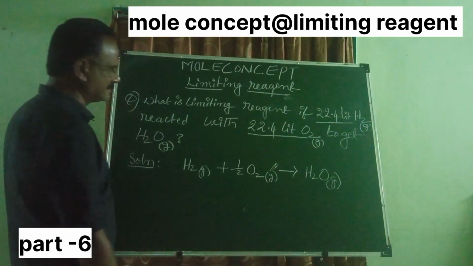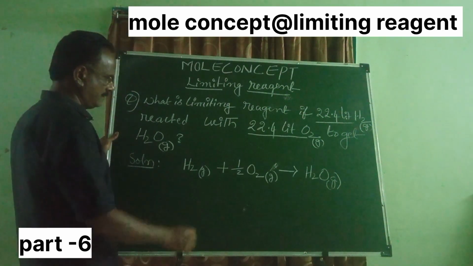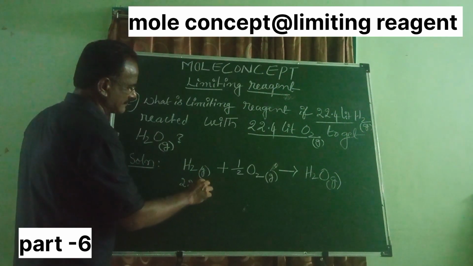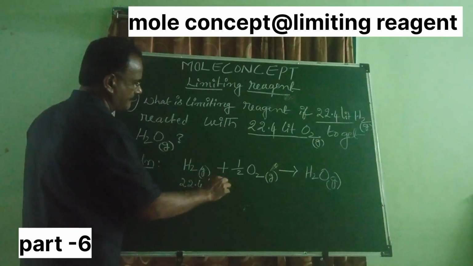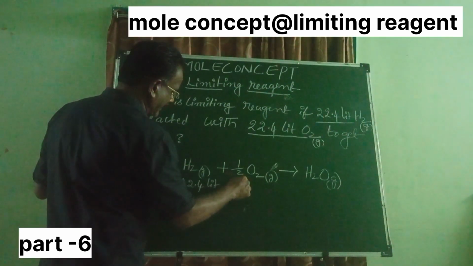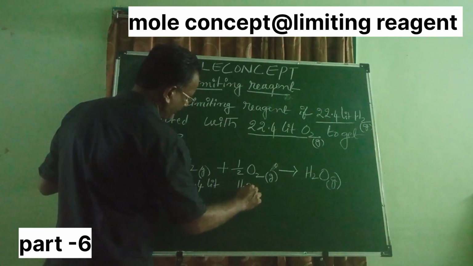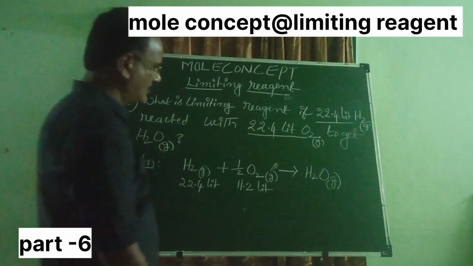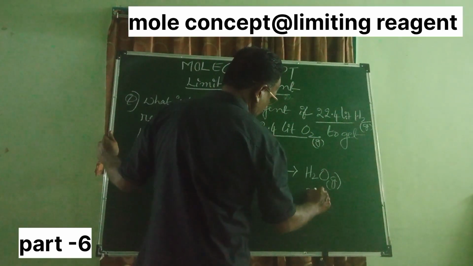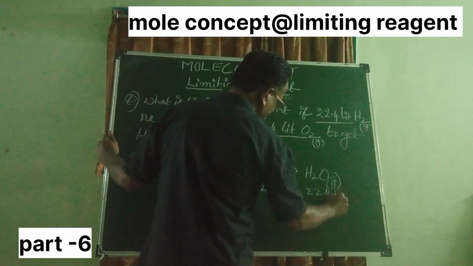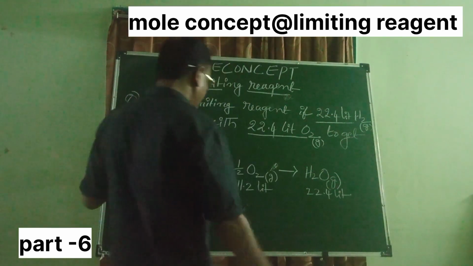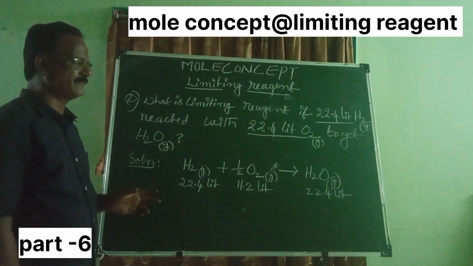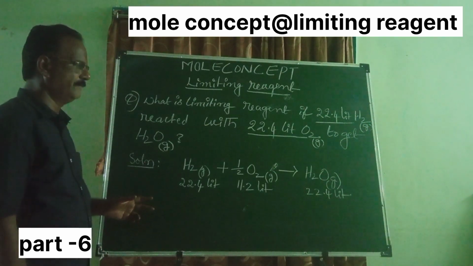So, according to the balanced reaction, 22.4 liters hydrogen gas is required to react with 11.2 liters oxygen gas to get 22.4 liters water. This is the volumes required based on the balanced equation.